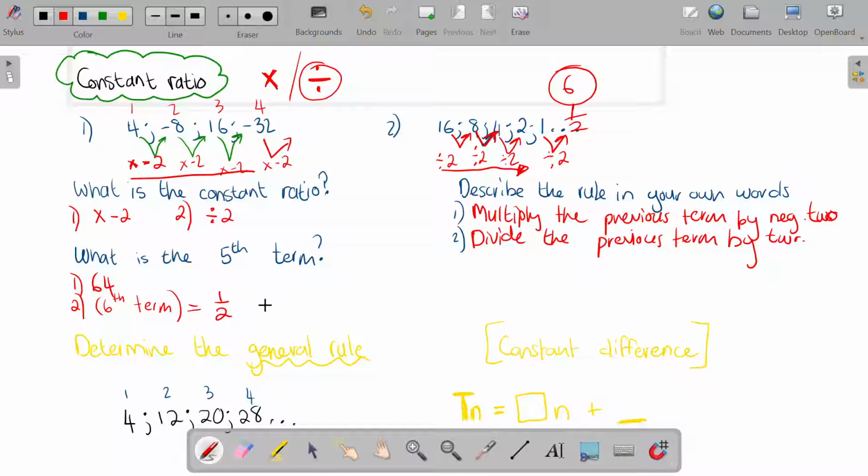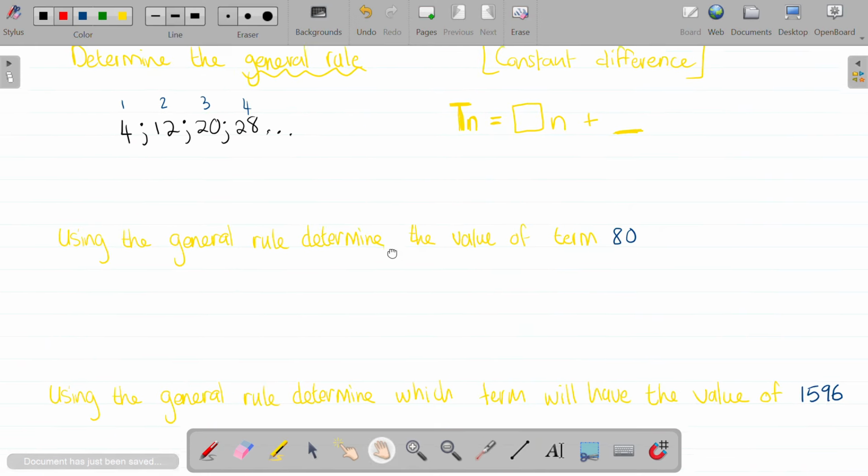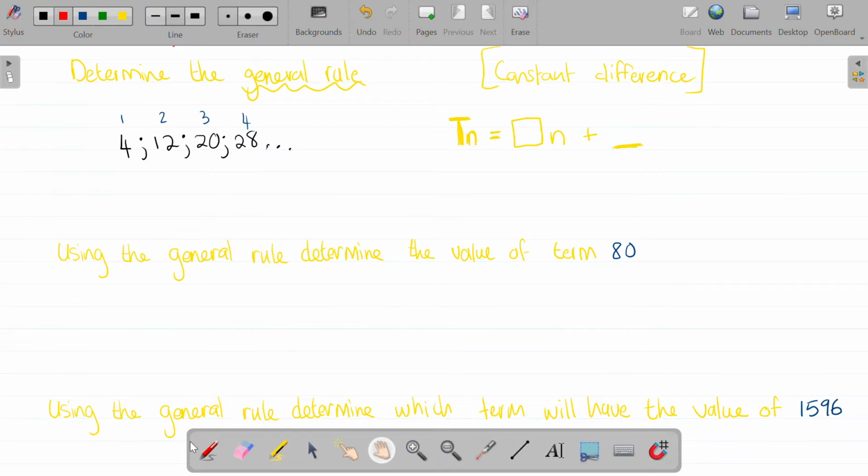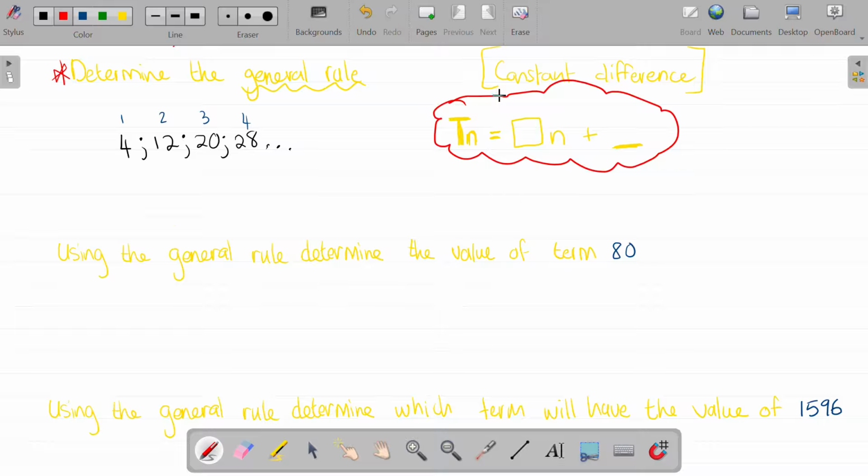All right, so that is kind of how we go about constant difference and constant ratio and a few questions that have been asked. Now, let's have a look at what happens when we have a question that says, determine the general rule. Now, you're thinking, Mr. Hing, what does general rule mean? Well, this is what they mean, guys. You'll see this in your classes, in your lessons. This is going to pop up a lot in grade 8 and 9. So what they want you to do is determine almost like a formula, what they call a rule for a specific pattern. And this is going to apply to constant difference at the moment.